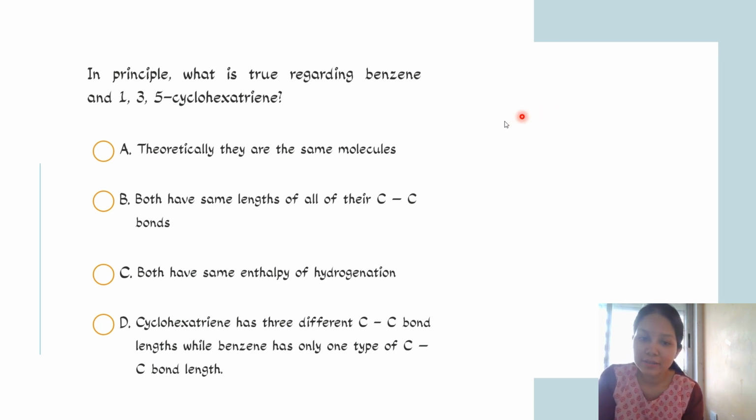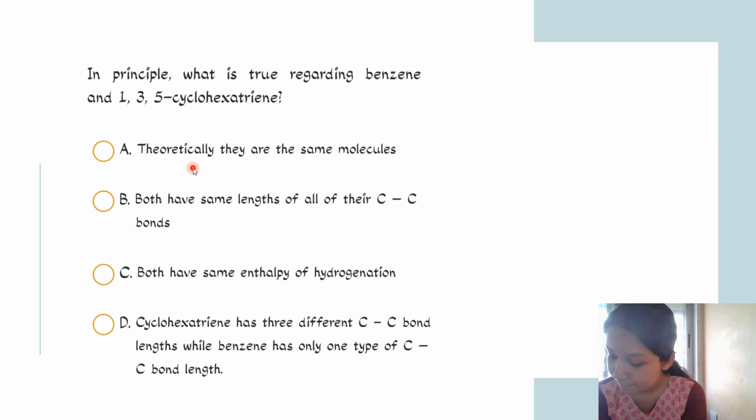Let us look at the options given. Option A, theoretically they are the same molecules. Option B, both have the same lengths of all of their CC bonds. Then, both have the same enthalpy of hydrogenation, and cyclohexatriene has three different carbon-carbon single bond lengths while benzene has only one type of carbon-carbon bond length. These four options are given. You have to figure out which statement is correct regarding benzene versus 1,3,5-cyclohexatriene.